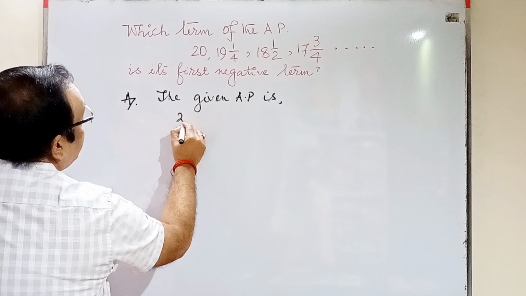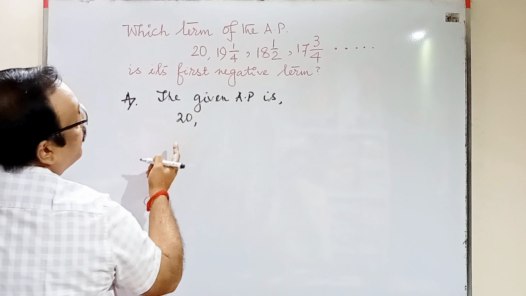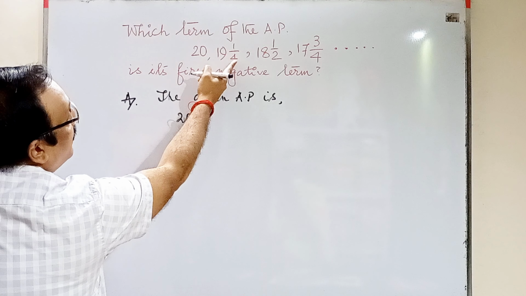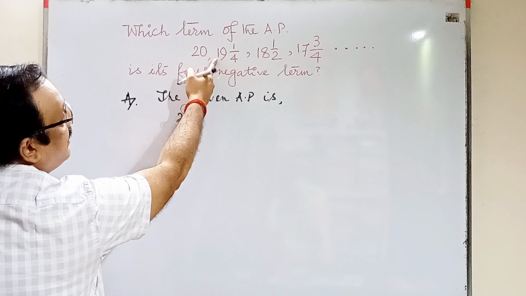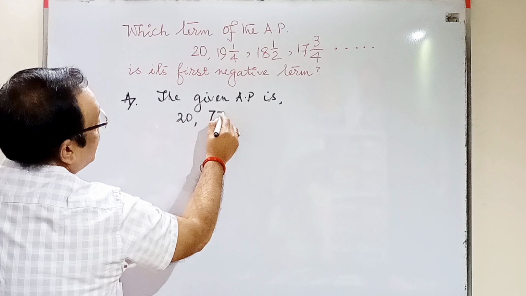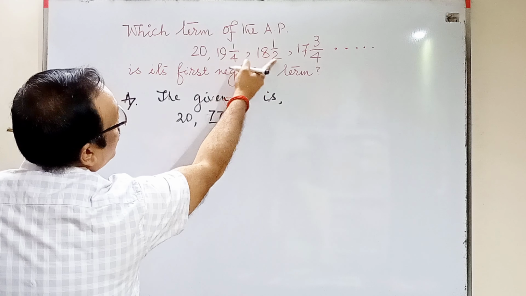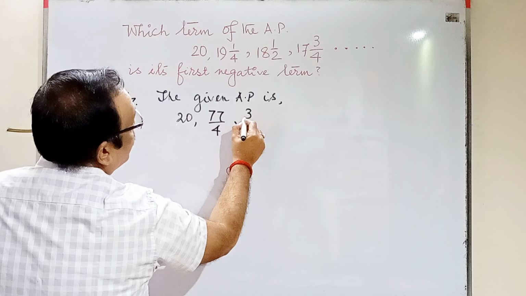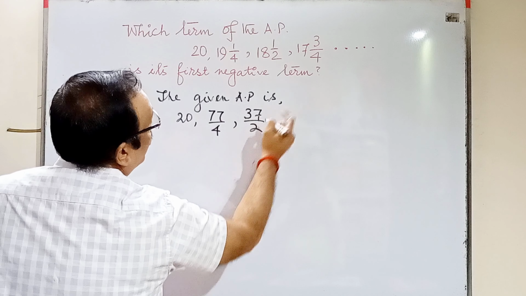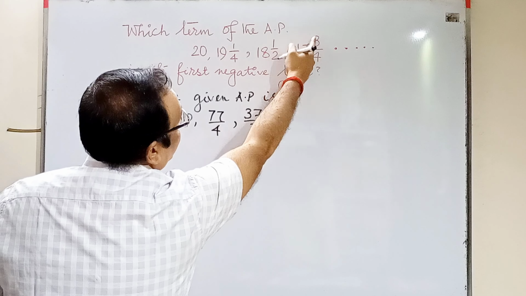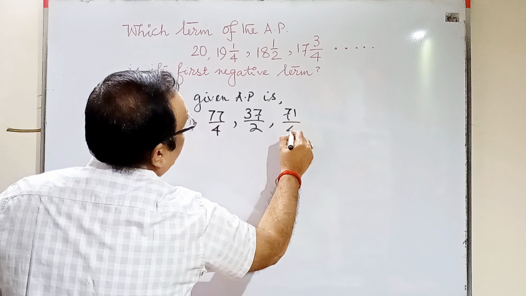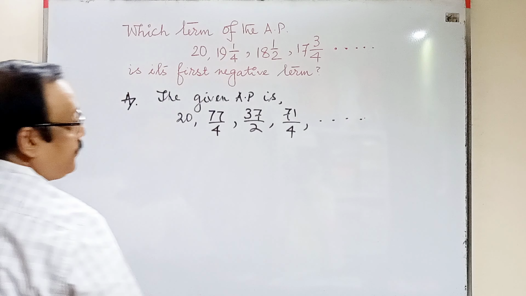So this is 20, 19 1/4, which is a mixed fraction. So we'll multiply 19 into 4, that makes 76, plus 1, so this is 77 by 4. 18 and a half: 2 into 18 is 36, plus 1, so this is 37 by 2. 17 into 4 is 68, plus 3, so this is 71 by 4, and so on.